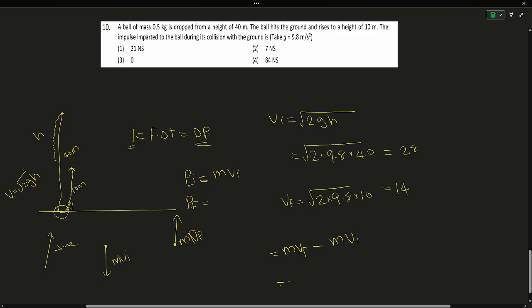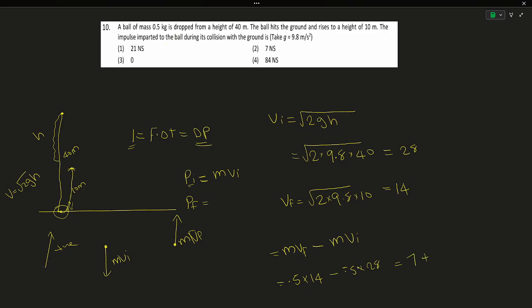What is the value of m? It is 0.5 into 14 minus 0.5 into 28. Here we are substituting a minus, which means the initial momentum is negative. So it will be 7 minus minus, which becomes positive: 7 plus 14, that is equal to 21. The unit will be Newton second. So the answer will be option 1. I hope you understand the question.